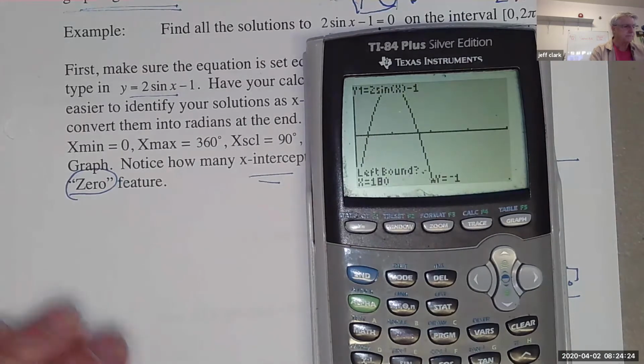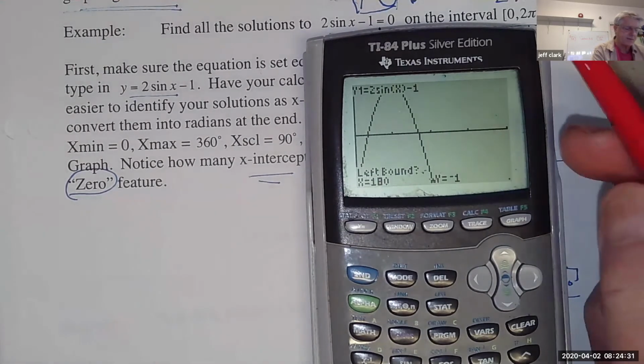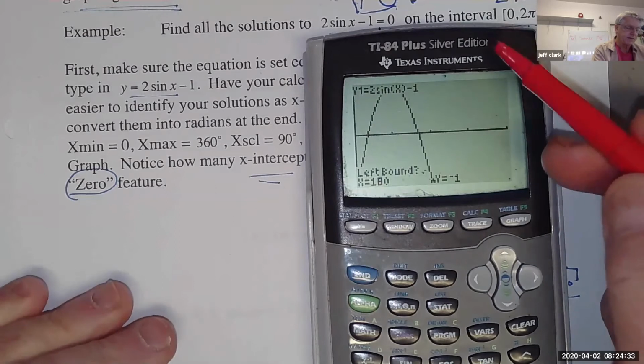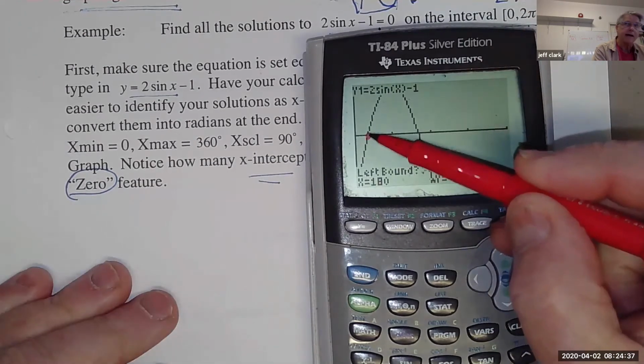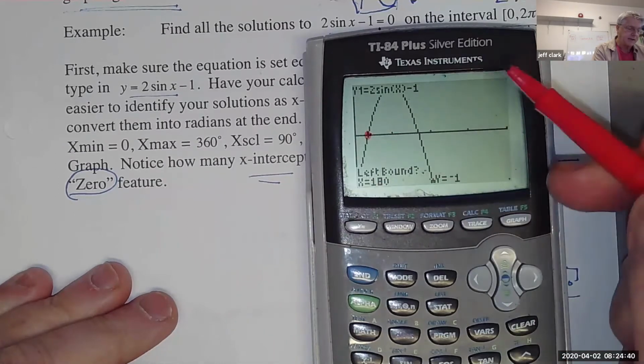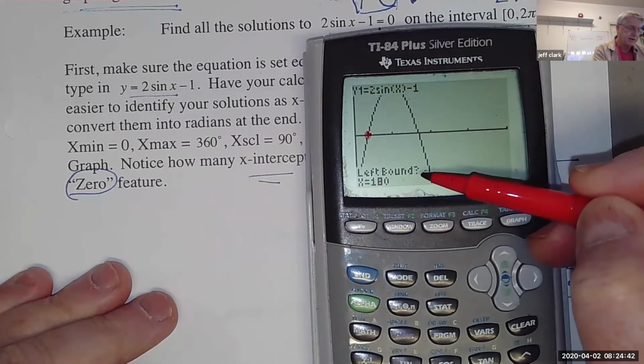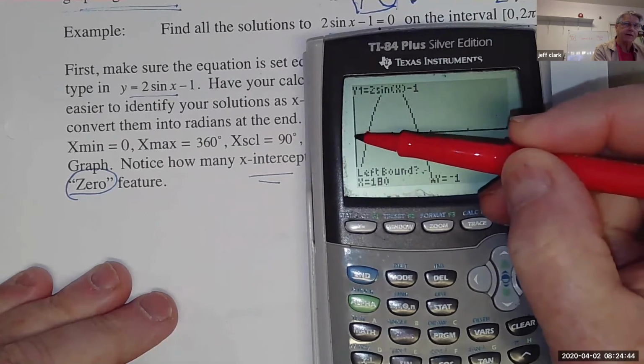All right, now what you want to do is answer the question to the calculator. This is the way I teach it. Some of you are familiar with doing this, so whatever way you can do to find that answer right there. Answer this question left bound. How far left is the calculator screen showing?